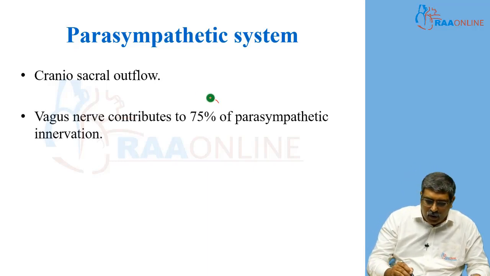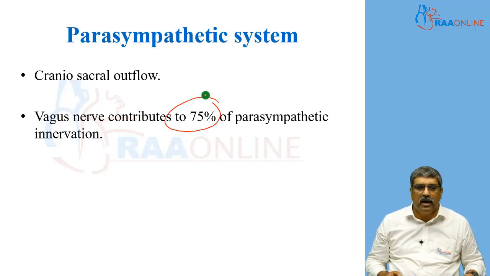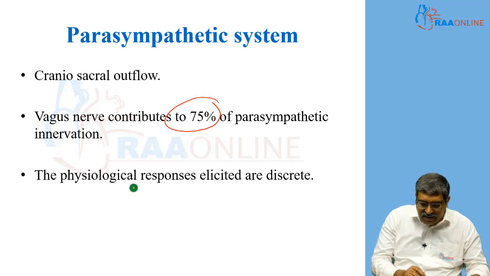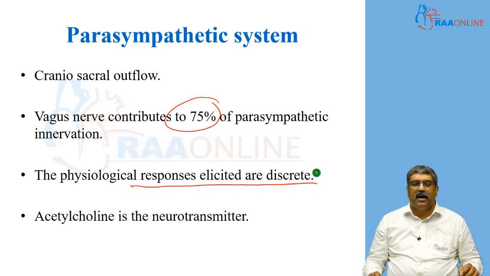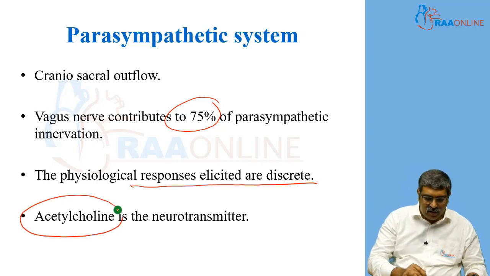Vagus nerve contributes to about 75% of the parasympathetic innervation. The physiological responses which are elicited by parasympathetic stimulation are usually discrete, and here the neurotransmitter is acetylcholine.